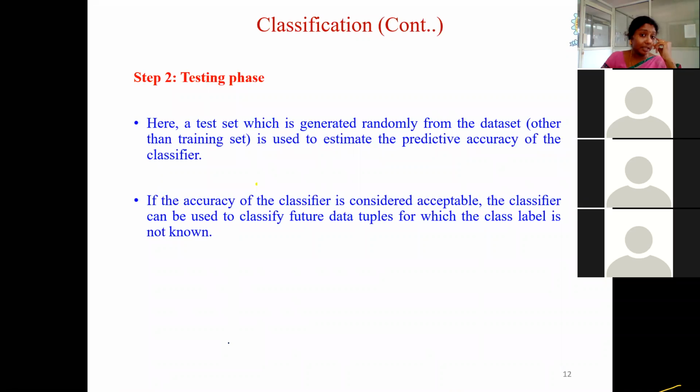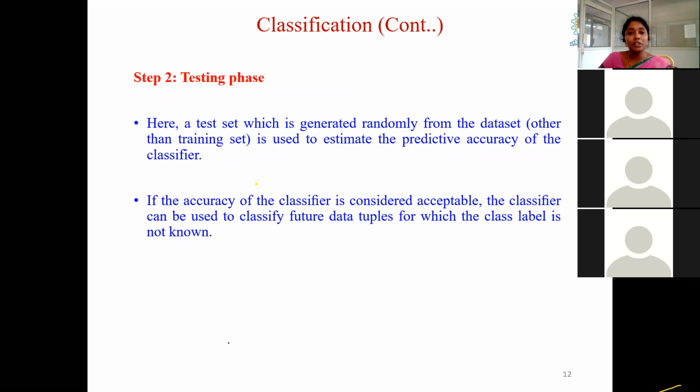And coming to the second phase, the testing phase. Here a test set is generated randomly from the data set. We already know that both training and testing sets are generated randomly. So 70% of the data is used for training; 70 to 30 is an approximate ratio. Somebody may take 60 to 40 or 80 to 20, they may vary. But obviously, the train set size should be greater than the test set size.